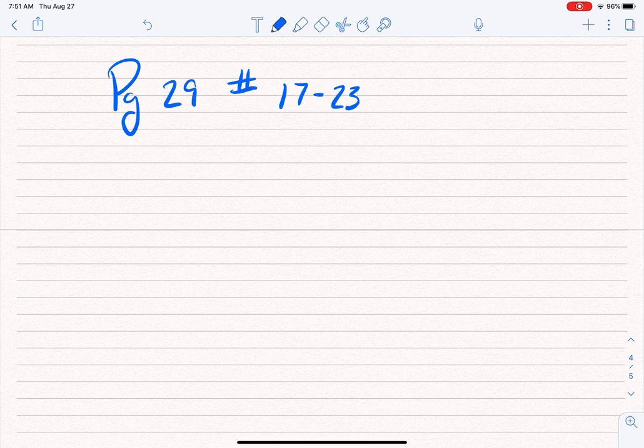17 through 23, odds, only part A. And this will give you just a chance to kind of work through a few problems in a row and try to feel good about them.